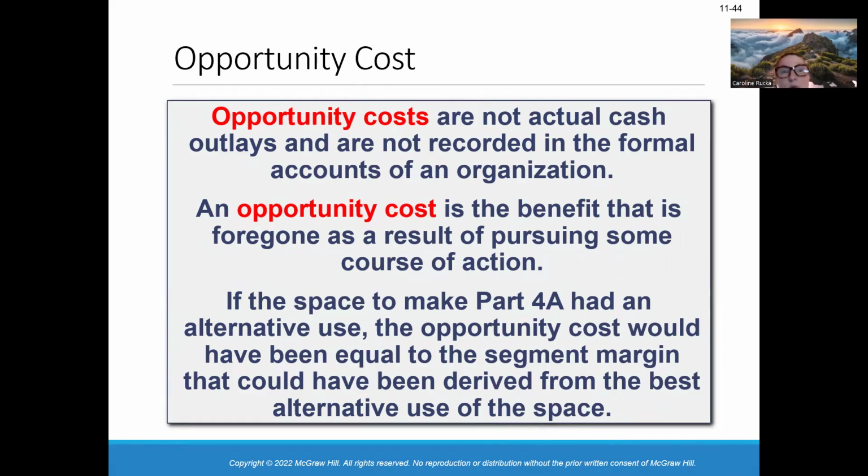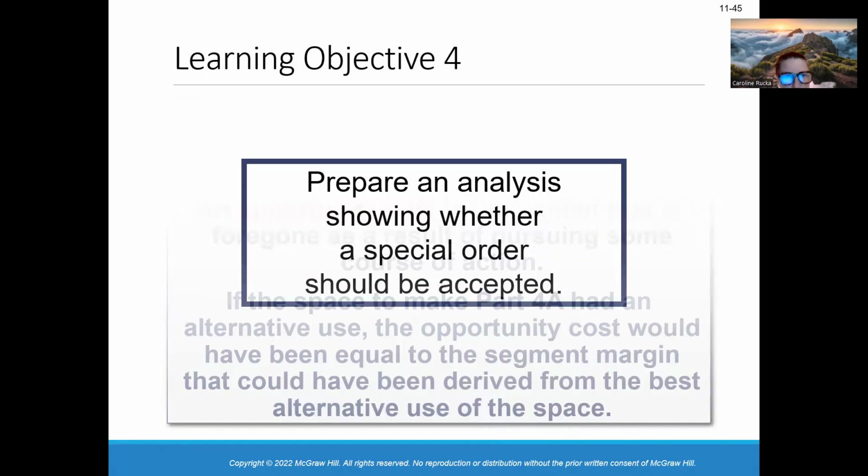A review of opportunity costs. Remember, they are not cash outlays. It's a benefit that you missed out on because you chose a different route. For example, if you could use the space on the factory floor where you're making part 4A for some other purpose, that might be an opportunity cost that you are foregoing in order to make this part yourself.